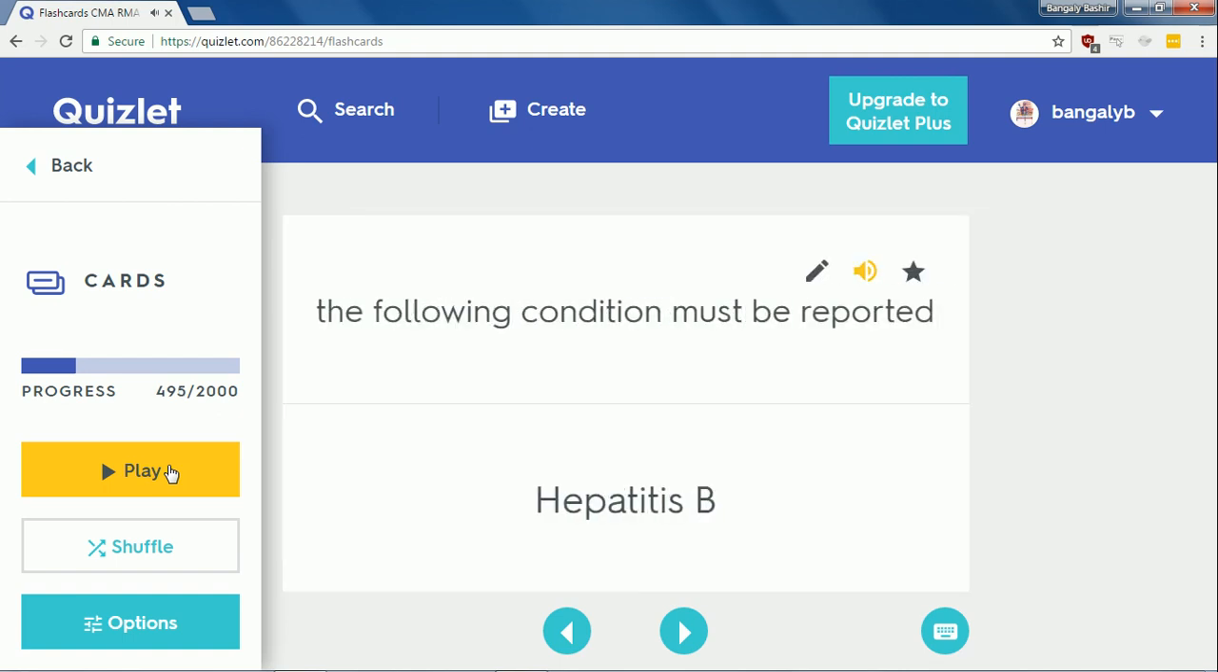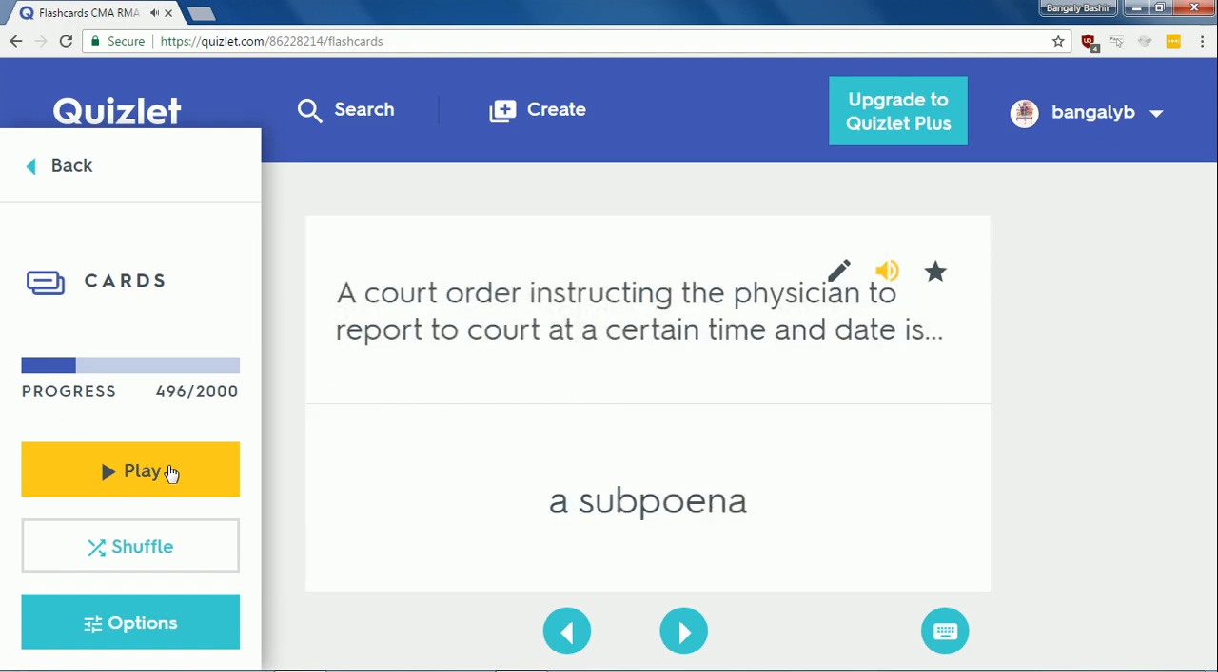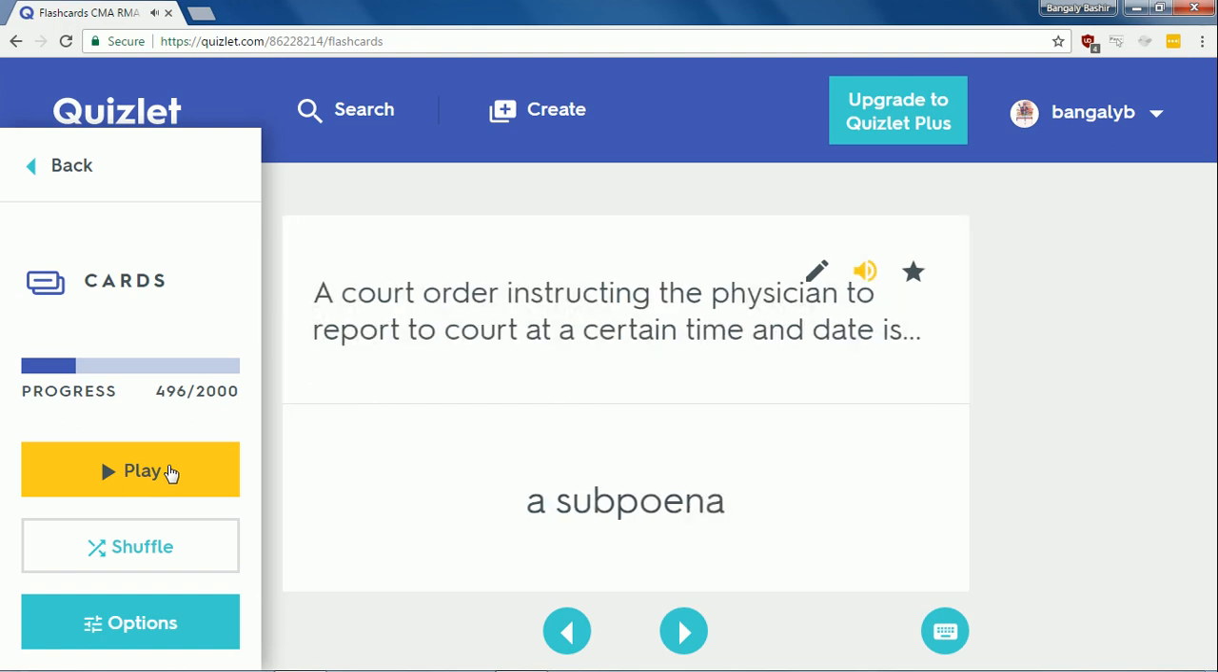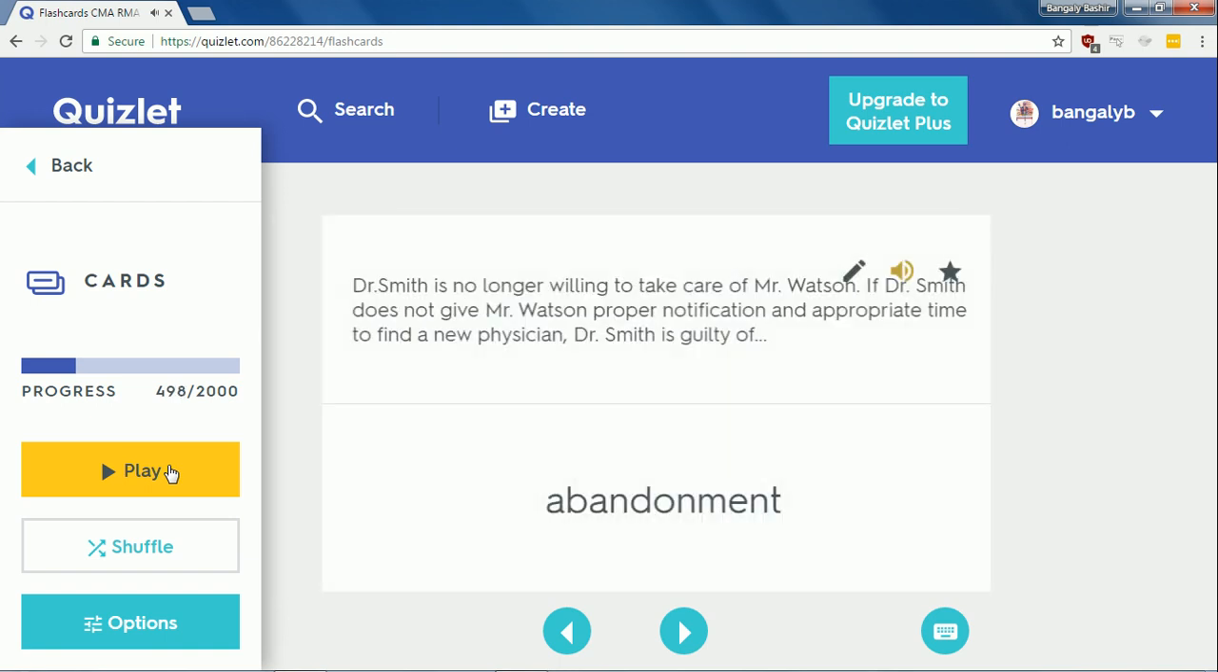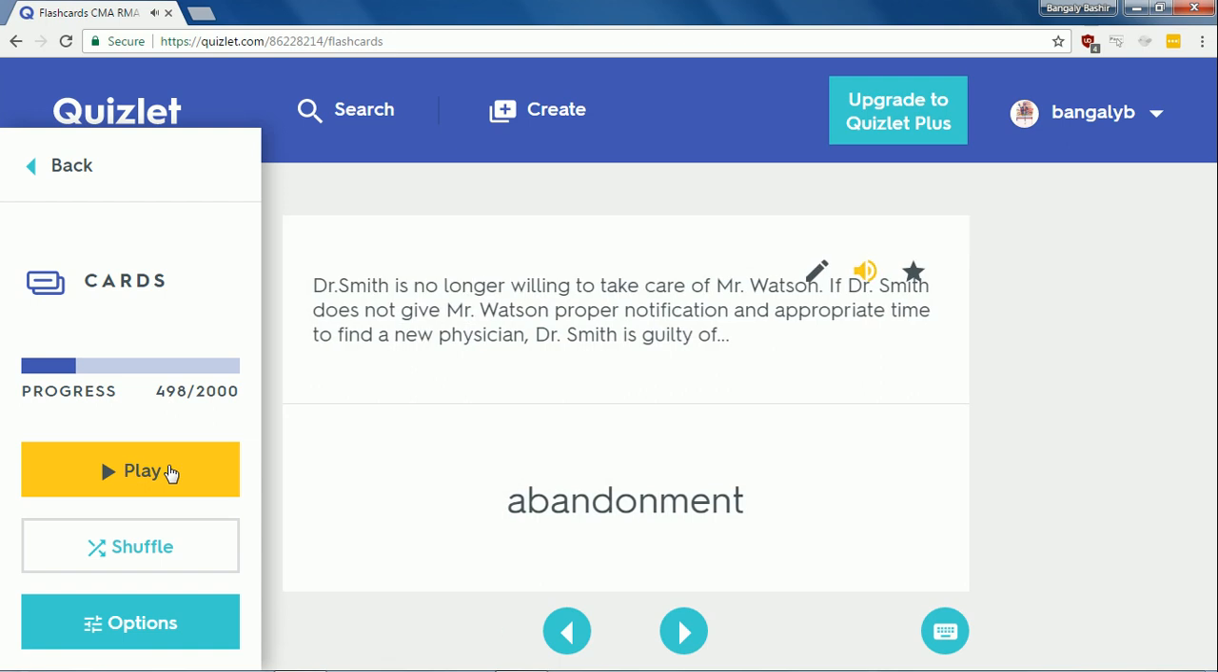The following condition must be reported: hepatitis B. A court order instructing the physician to report to court at a certain time and date is a subpoena. A living will is an advance directive stating the patient's decisions for medical care before an incapacitating event. Dr. Smith is no longer willing to take care of Mr. Watson, and does not give Mr. Watson proper notification and appropriate time to find a new physician. Dr. Smith is guilty of abandonment.